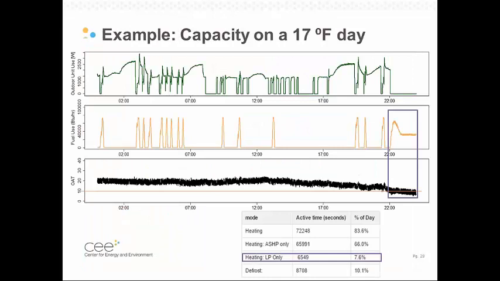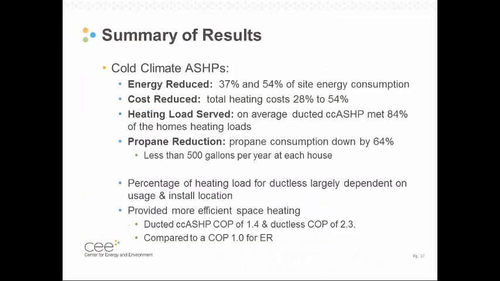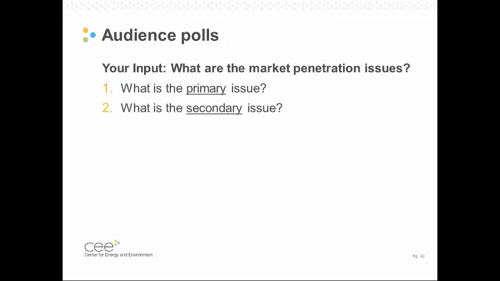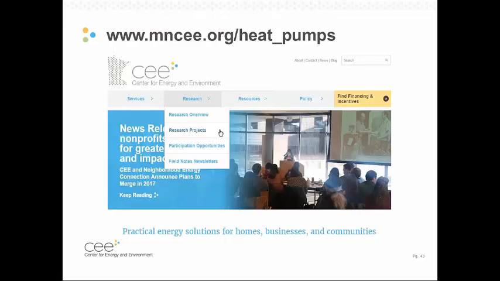Next, you said the crossover points in your study are 10 degrees Fahrenheit for ducted systems and negative 13 degrees Fahrenheit for ductless. Do you know what crossover points contractors are designing in practice?